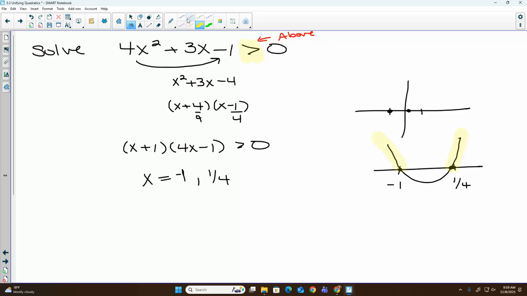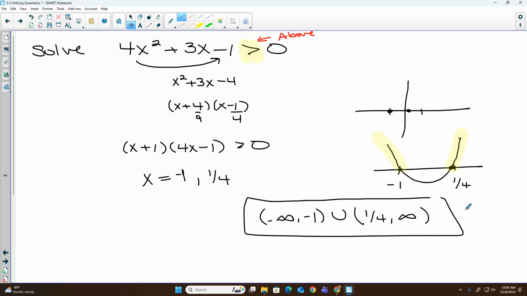Then with any inequalities, we always had to write intervals at the end. So this is from negative infinity to negative 1, parenthesis or bracket. Parenthesis because it didn't have an equal to. If it were greater than or equal to 0, then you would do a bracket. Union. This would be 1/4 to infinity. So parentheses and brackets are determined by if it has an equal to or not.